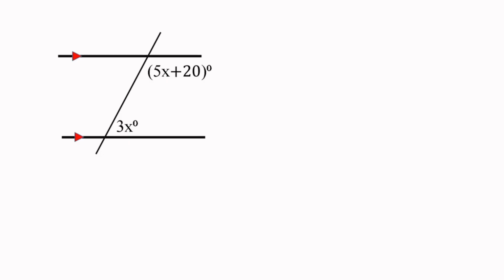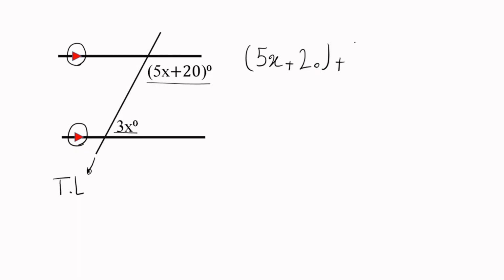Here, we have two parallel lines. Because of this symbol, I can realize that these two lines are parallel, and this one is a transversal line. And as you can see, the angles that we have, the value of them based on the variable x, are consecutive angles. What is the main characteristic of those types of angles? They are supplementary. So the addition of them is going to be 180 because they are consecutive angles.